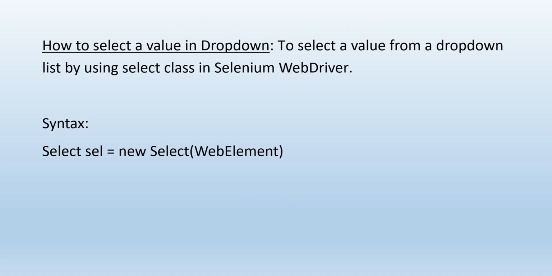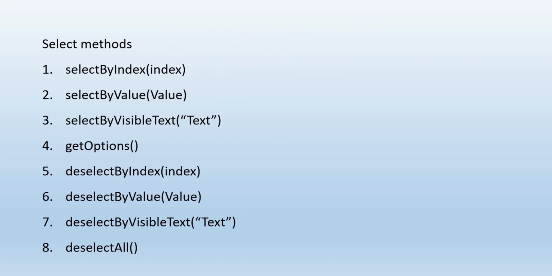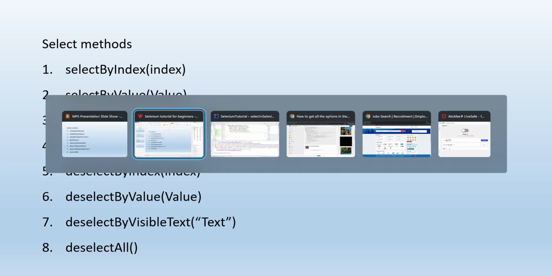To select a value from the dropdown list by using the Select class in Selenium WebDriver, the syntax is: Select, give a variable equal to new Select, and give the web element of the select dropdown. These are the methods in the Select class: selectByIndex, selectByValue, selectByVisibleText, getOptions, deselectByIndex, deselectByValue, deselectByVisibleText, and deselectAll. Let's see in practical how we can do all these operations.